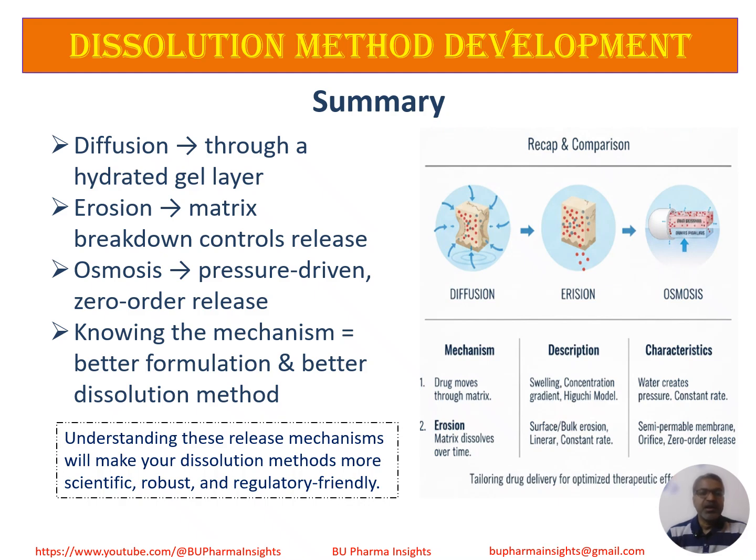To recap, diffusion. Drug moves through a hydrated gel layer. Erosion. Matrix breakdown controls release. Osmosis. Pressure-driven, near zero order release. When you know how a drug is released, you can design better formulations and more scientific, robust, and regulatory-friendly dissolution methods. Knowing the mechanism means better decisions and better products.